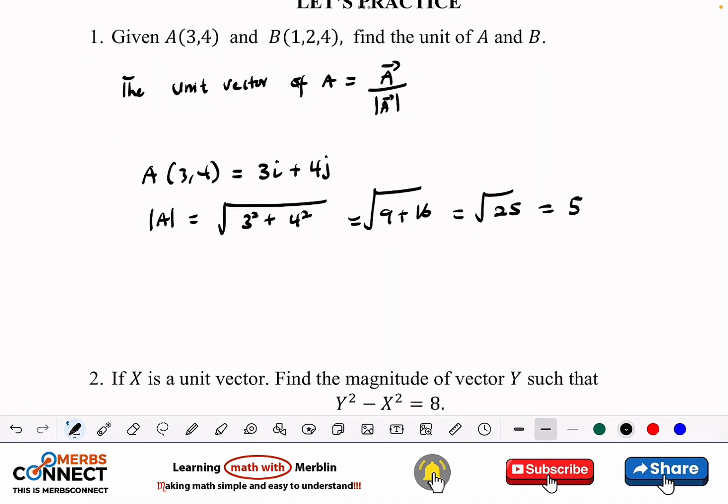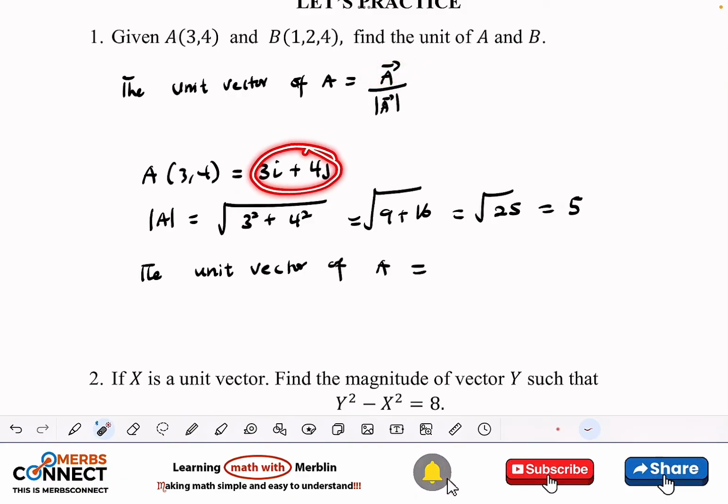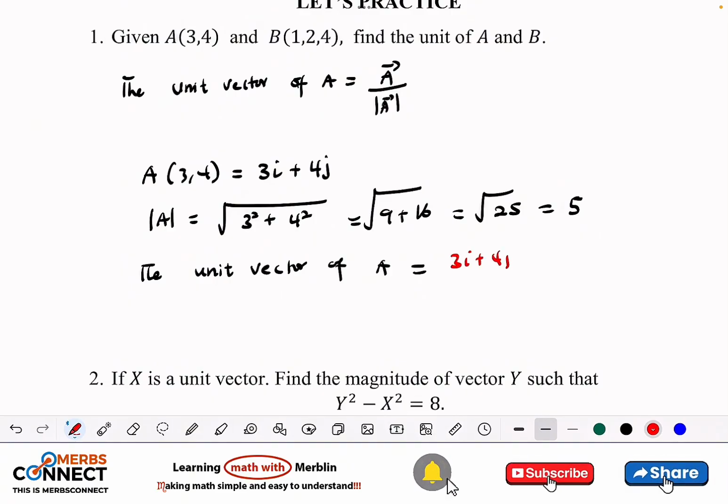So now we can conclude that the unit vector of A is equal to the position vector divided by the magnitude. So we are going to have 3i plus 4j divided by 5. And you can try to find the magnitude of this and you are going to get 1.